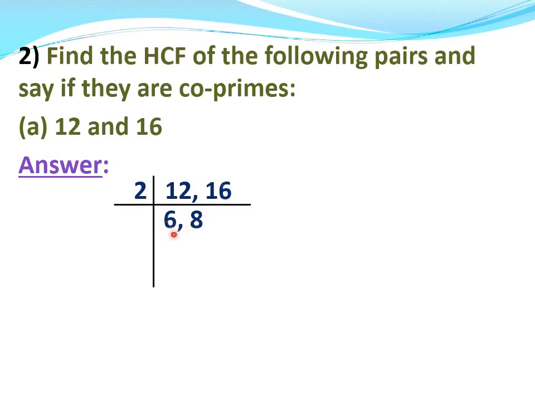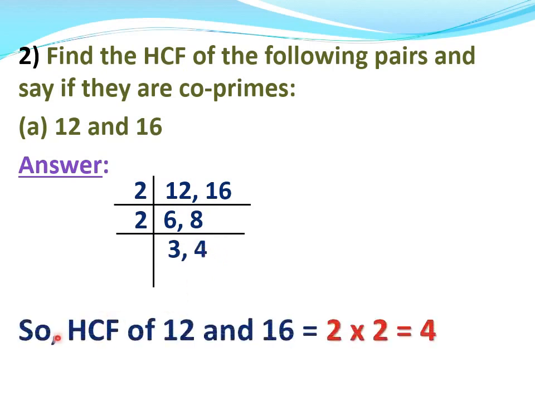Now factorize 6 and 8 by common prime factor. See, 6 and 8 are divisible by 2. Write here 2. See, 2 multiply 3 equal 6. 2 multiply 4 equal 8. Now factorize 3 and 4. See, 3 and 4 are not divisible by any common prime factor. So HCF of 12 and 16 equal 2 multiply 2 equal 4. Thus 4 is the HCF of 12 and 16.